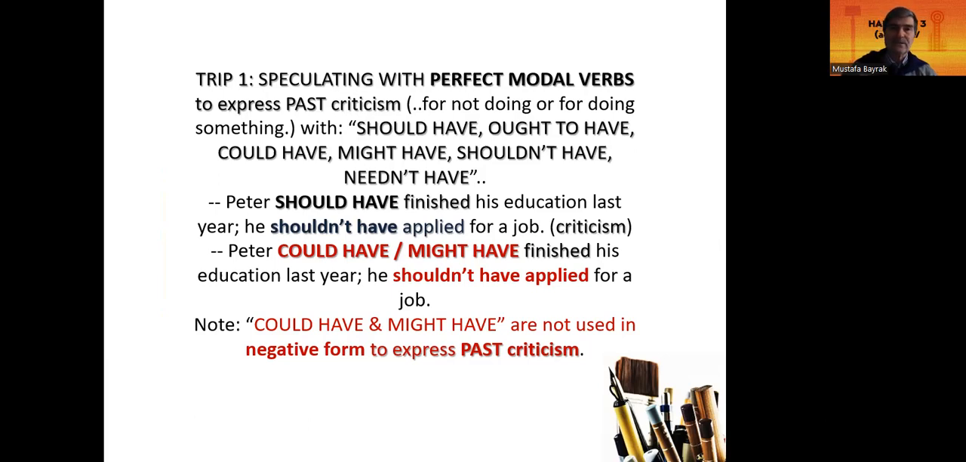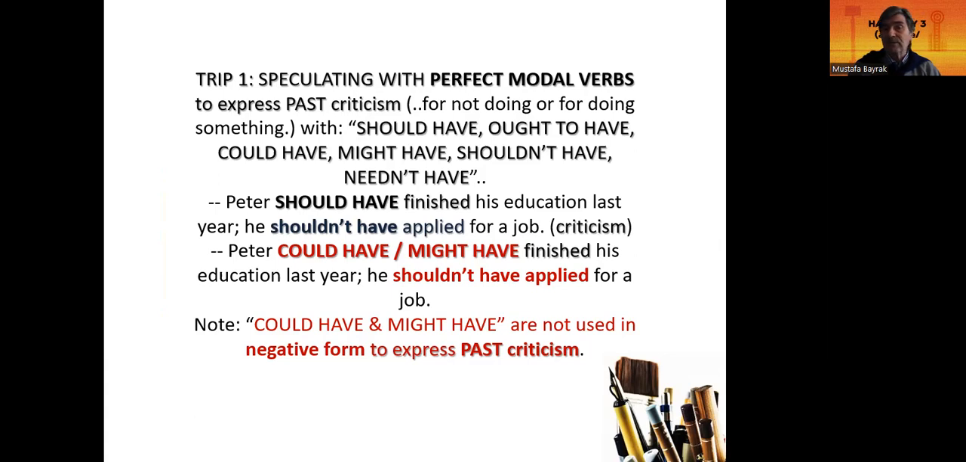This is our key sentence today: Peter should have finished his education last year. This is our structure: should have plus verb 3. This is called modal perfect, about the past, to give messages about the past, to make sentences about the past. Peter should have finished his education last year. He shouldn't have applied for a job two months ago. This is a criticism.